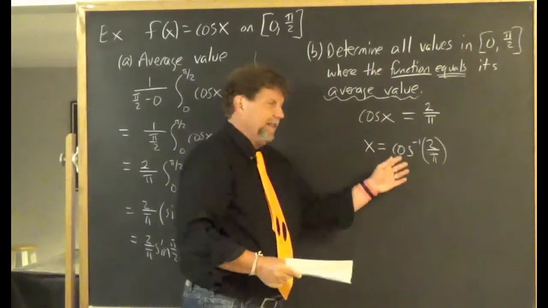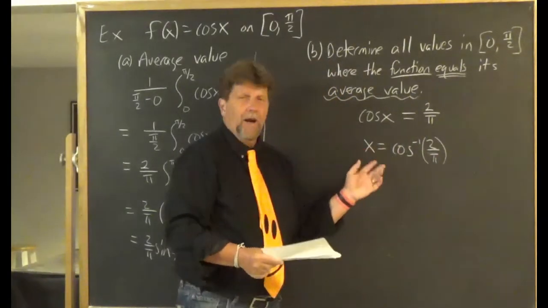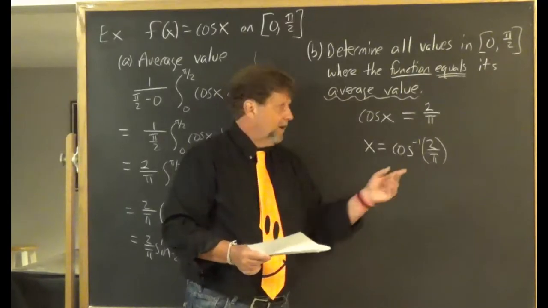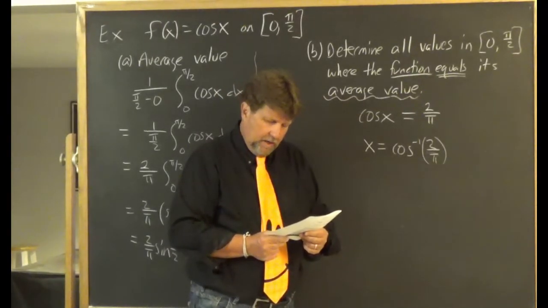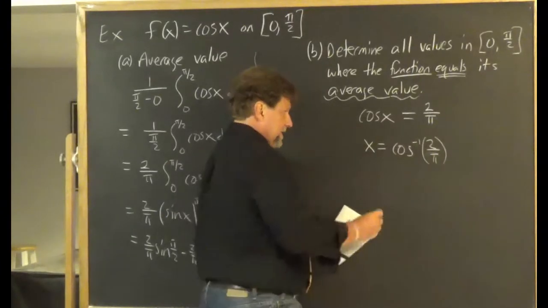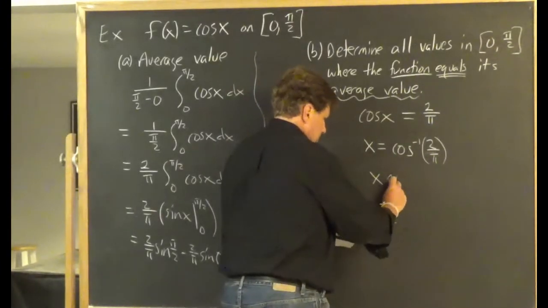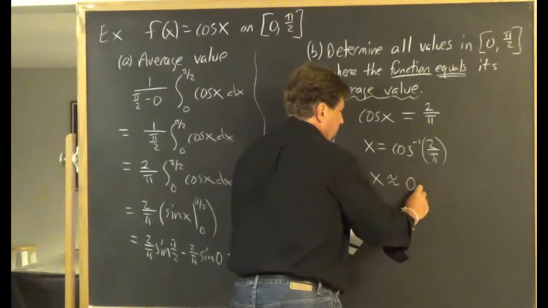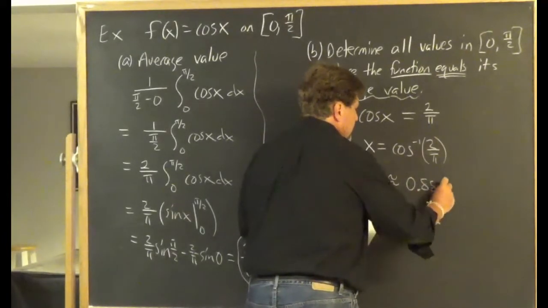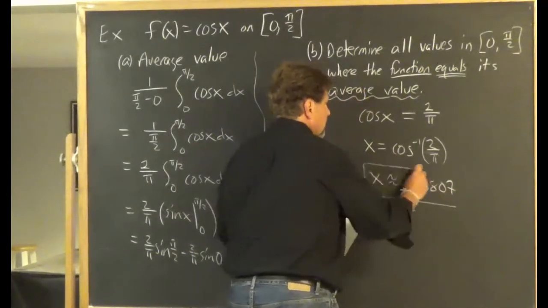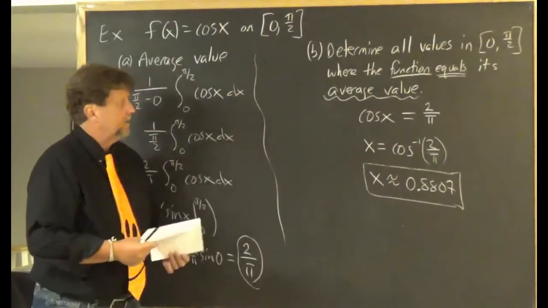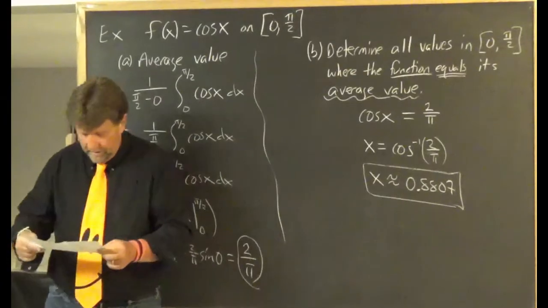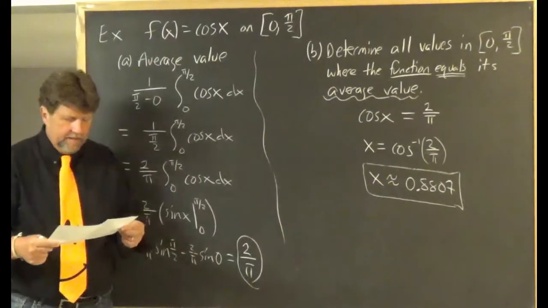And that's like the exact value for x. But if we use our calculator and get a decimal approximation here, we're going to get x is about 0.8807. And, you know, that's it for this example.